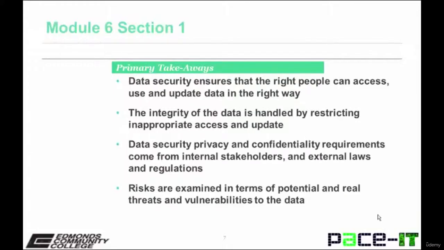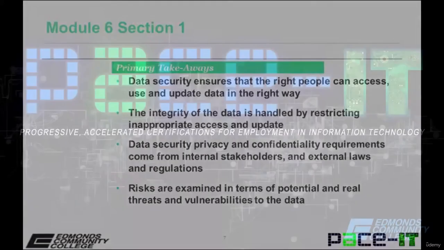Primary takeaways from this section include the following. 1. That data security ensures that the right people can access, use, and update data in the right way. That the integrity of the data is handled by restricting inappropriate access and update. That data security, privacy, and confidentiality requirements come from external laws and regulations and internal stakeholders. And last, that risks are examined in terms of potential and real threats and vulnerabilities to the data.